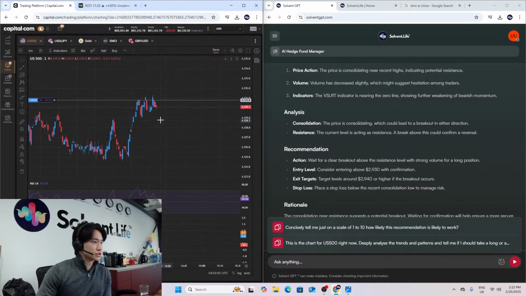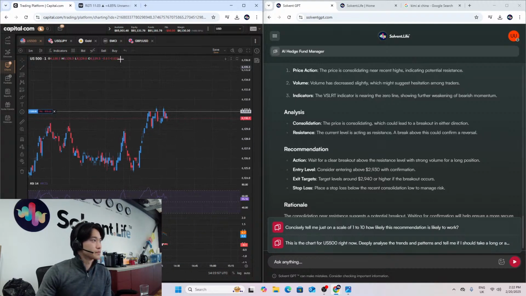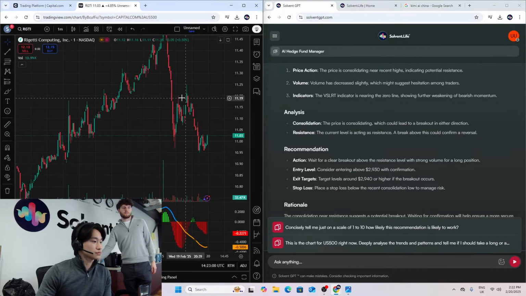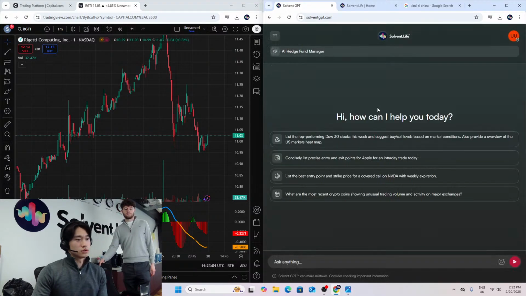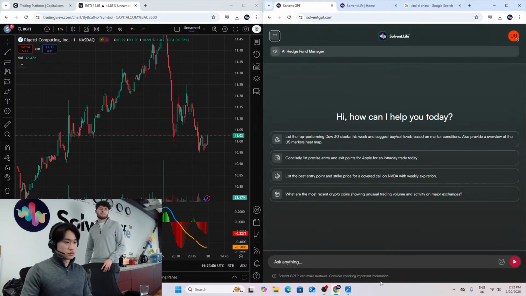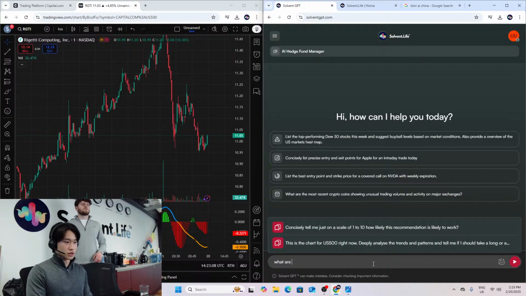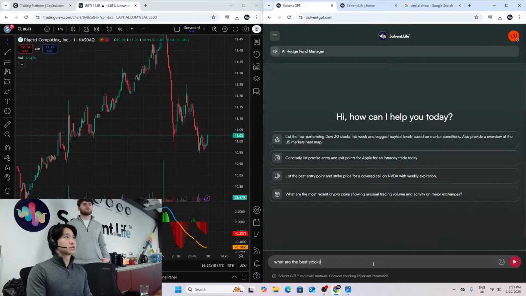Here with our previous trade, bit of consolidation here, nothing much going on. Let's actually ask it, what are the best stocks to trade before market open as a scalp trader?